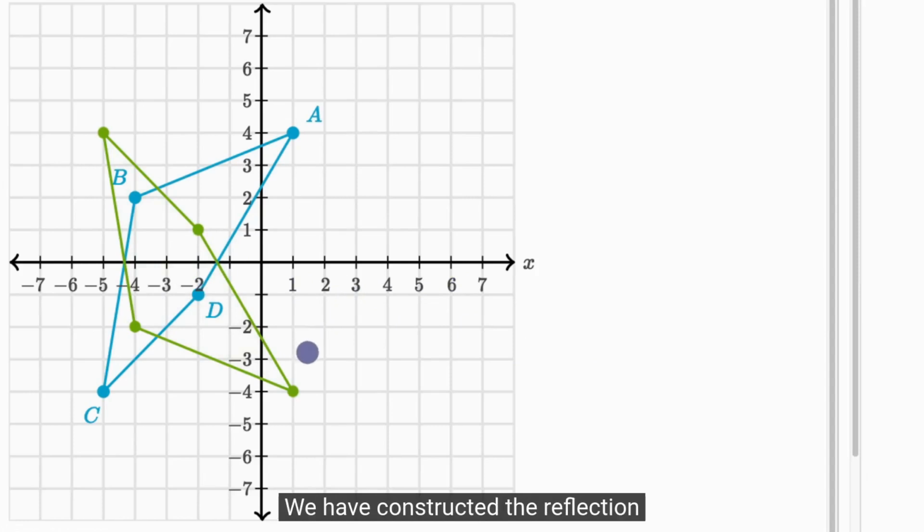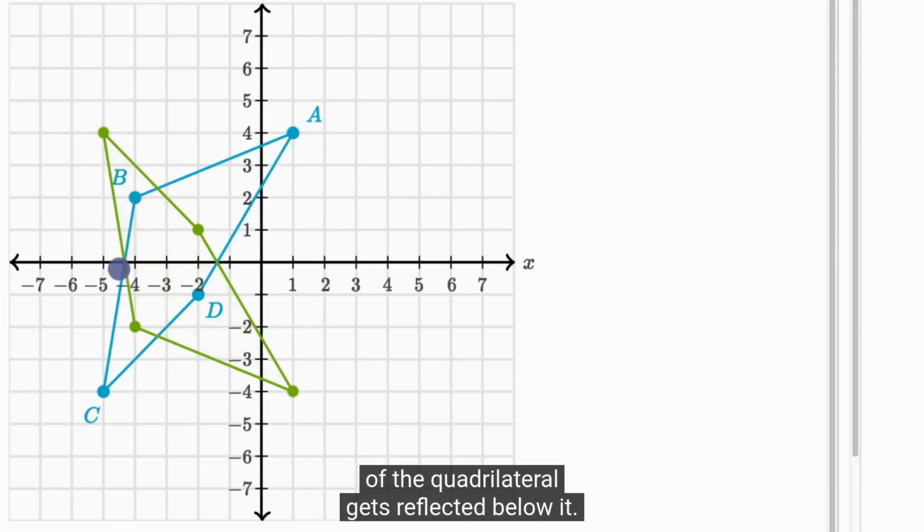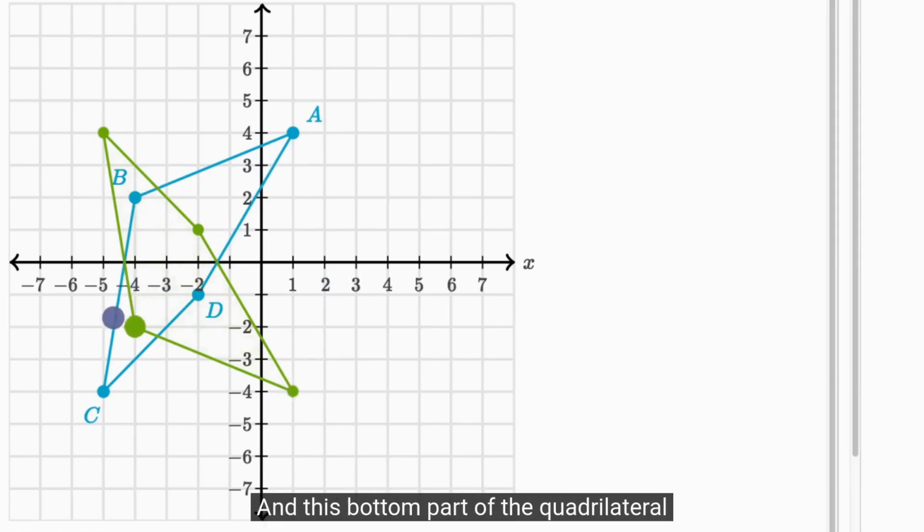We have constructed the reflection of ABCD across the x-axis. And what's interesting about this example is that the original quadrilateral is on top of the x-axis. So you can see this top part of the quadrilateral gets reflected below it, and this bottom part of the quadrilateral gets reflected above it. And you can see that they do look like reflections flipped over the x-axis.